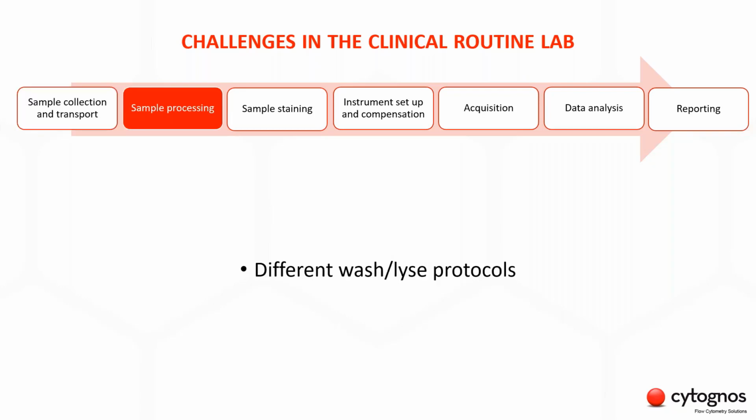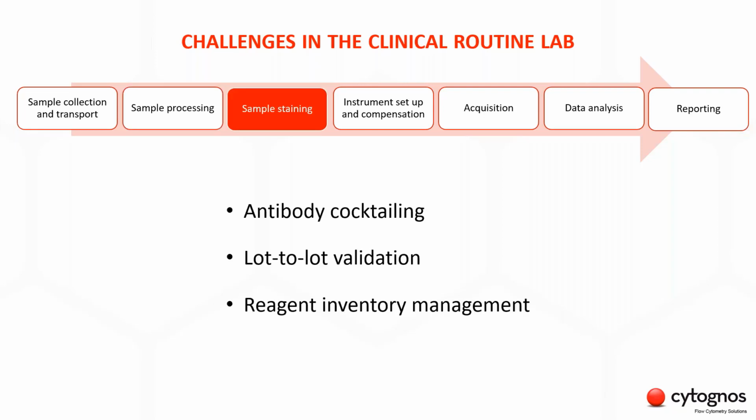For sample processing, there are different workflow protocols in place, so we have to coordinate multiple workflows at the same time. Considering sample staining, cocktailing the single antibodies can lead to pipetting errors. And for example, if we get a new lot, we need to cross-check it with the previous one. And we need to have an efficient stock control of all the reagents if we want to reduce the reagent waste.